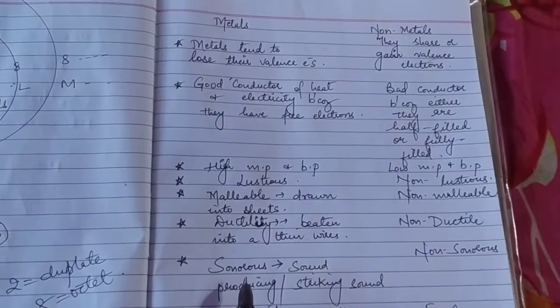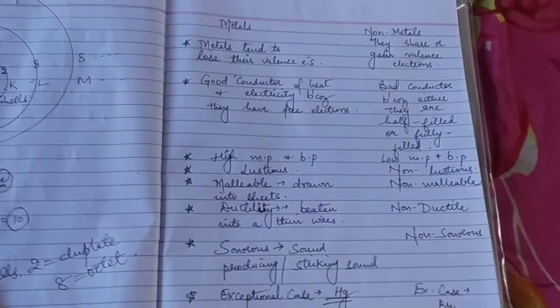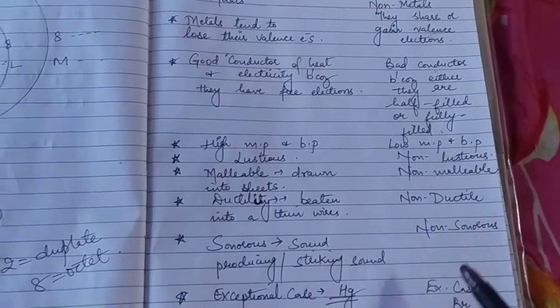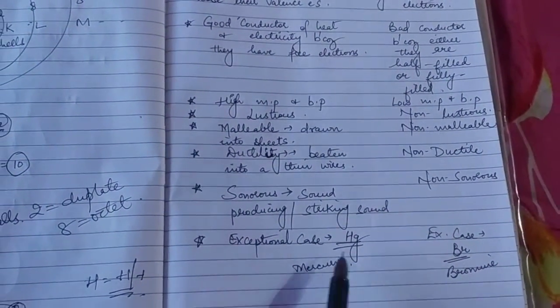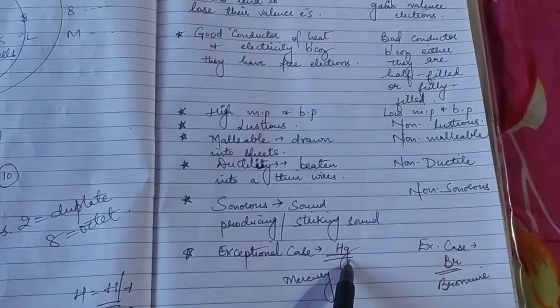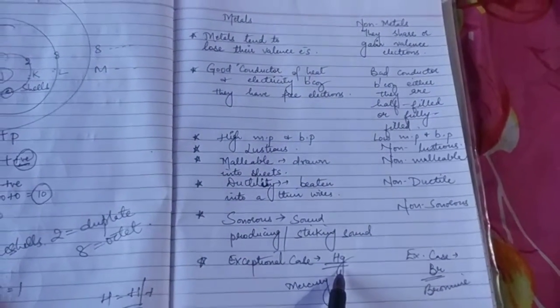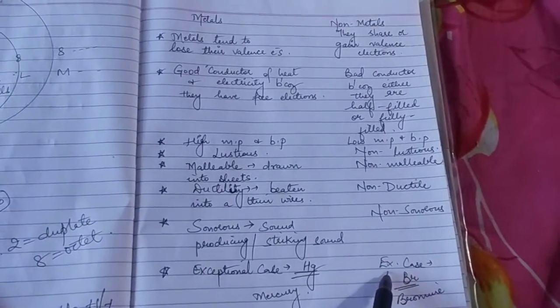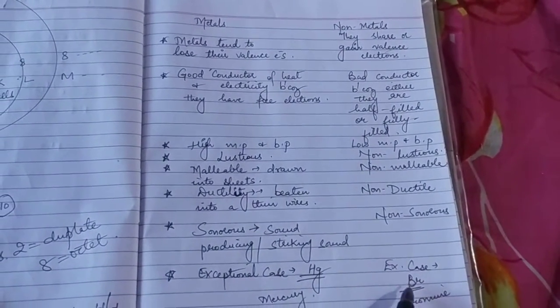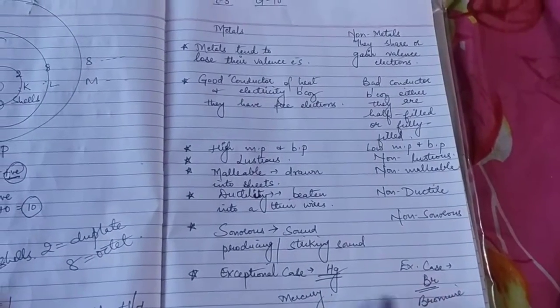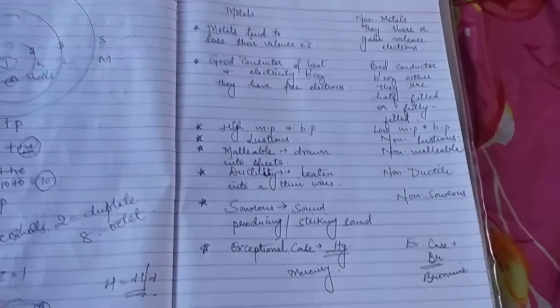Metals are sonorous. They produce sound when struck. Have you heard the sound? So this is sonorous, right? And non-metals are non-sonorous. Here the exceptional case is mercury. Its symbol is Hg, H capital and g small. We use it in thermometers. Correct? And there is another exceptional case, bromine, B capital and r small. The similarity is that both exist in a liquid state.